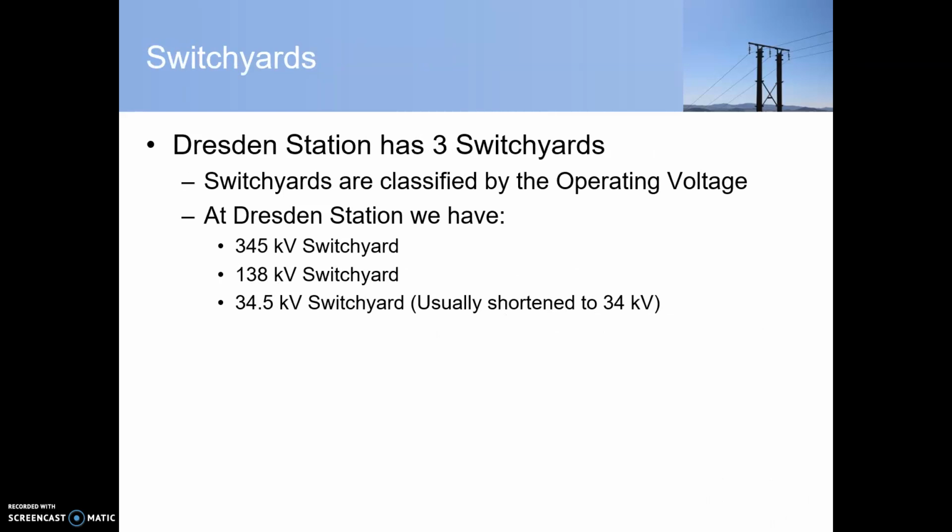The Dresden switchyard has three different voltages. Switchyards are typically classified by the operating voltage. At Dresden Station, we have a 345 kV switchyard, a 138 kV switchyard, and a 34.5 kV switchyard, which is usually shortened down to 34 kV. kV in this situation stands for kilovolts. So what we're really talking about, for example, in our 345 kV switchyard, is that the voltage for transmission is 345,000 volts.